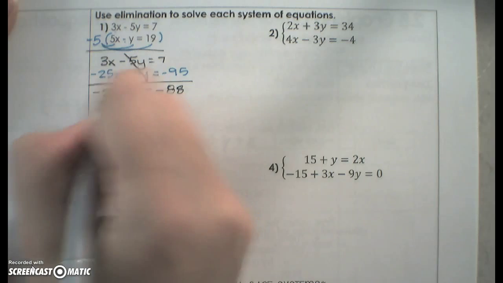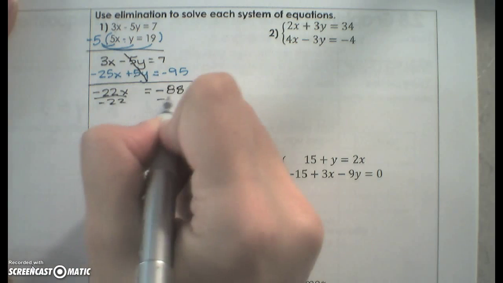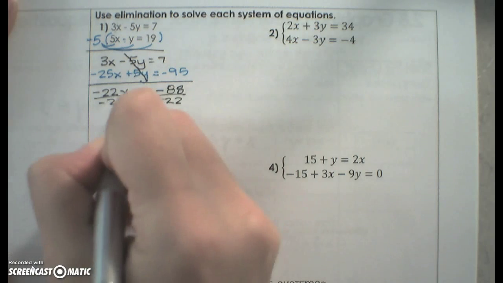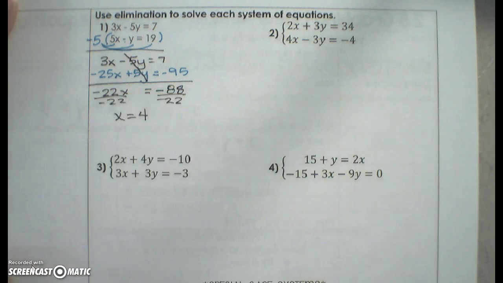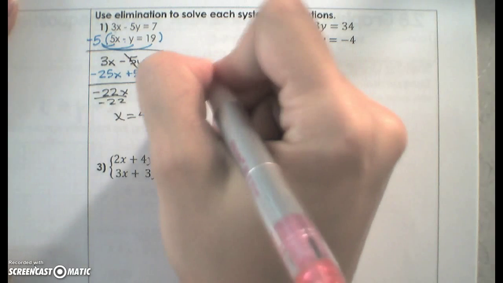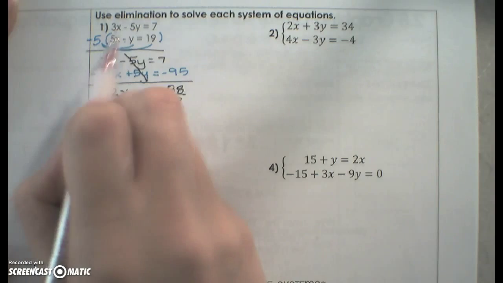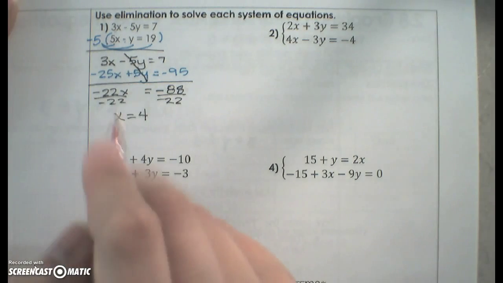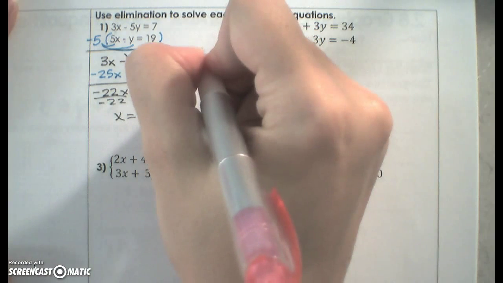And to finish solving, divide by negative 22, so x equals 4. And that gives us our first variable to now be able to plug back in. And I like to pick the one that's got the smaller variables. It doesn't really matter which one you choose. I'm going to do that top one.